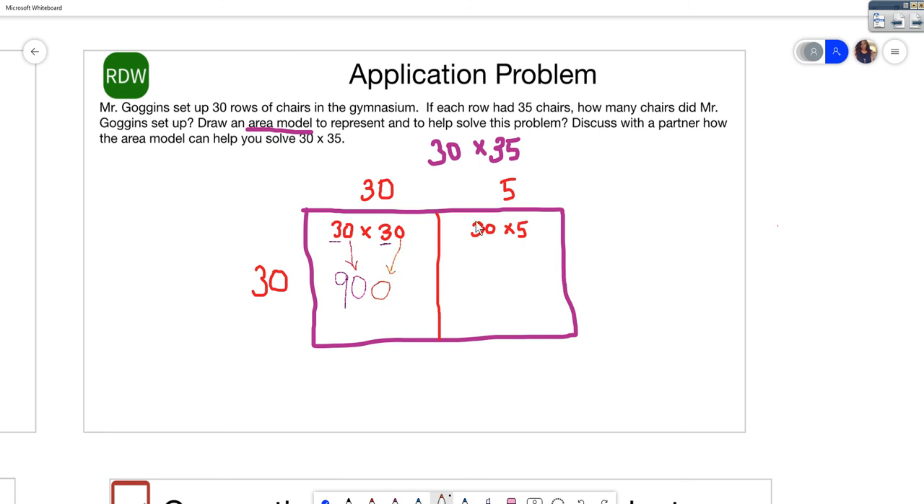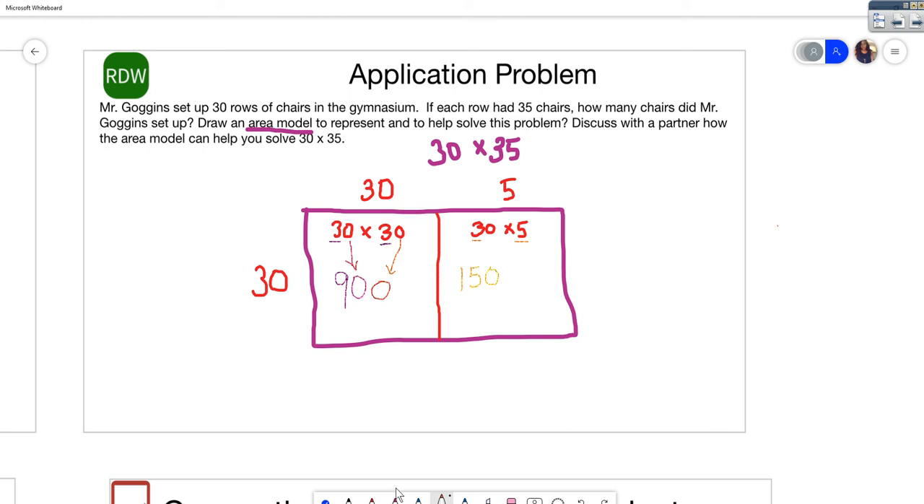Now we're going to go ahead and multiply 3 tens times 5. 3 times 5 is 15. You could count up by fives. You could say 5, 10, 15. We also have a 0 in 30. So we're going to have a 0 at the end.